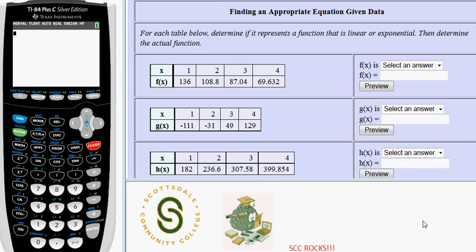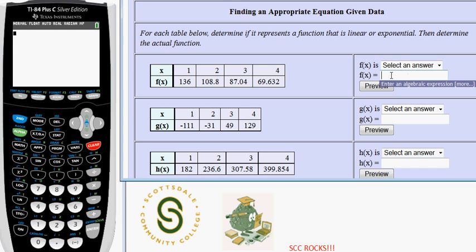In this problem, we're given three tables of data. For each one, we're asked to determine if it represents a function that's linear or exponential, and then determine the actual equation for the function and type it into the cells.